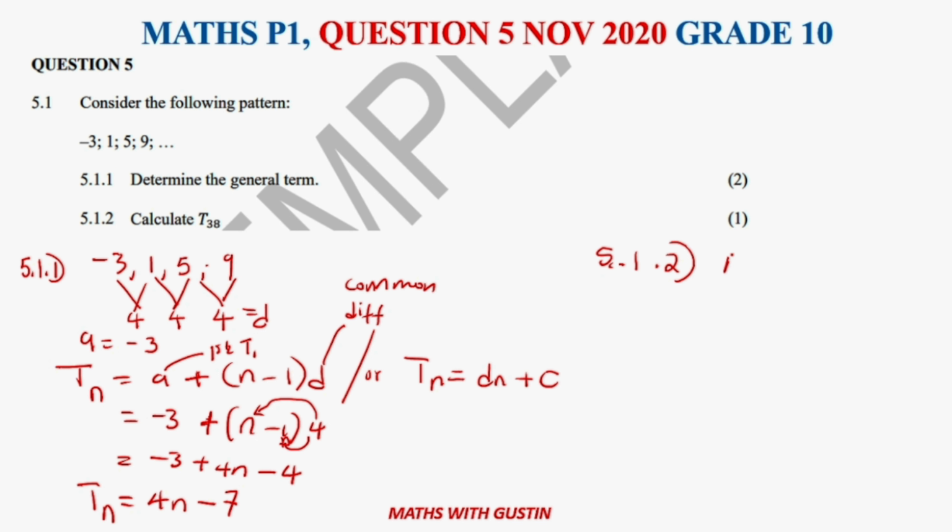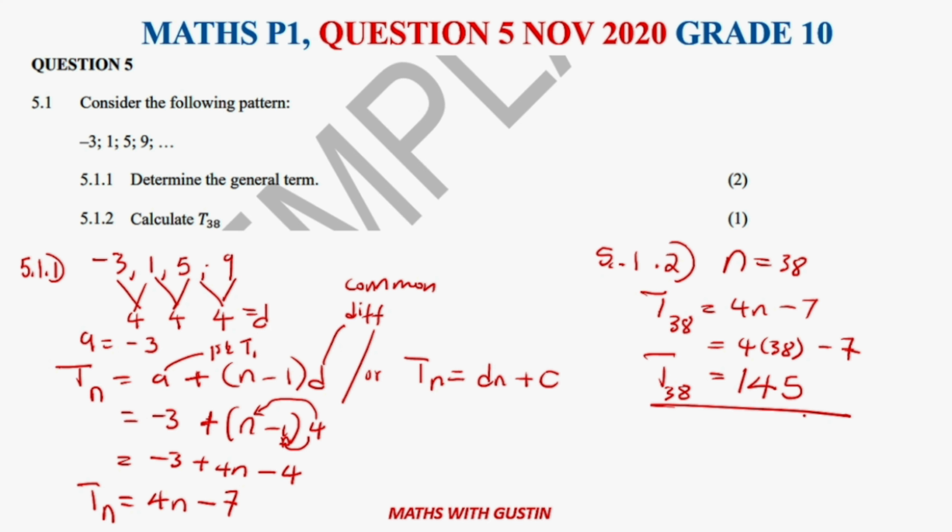Okay, so we're looking for n equals 38, which means we're looking for t38. We put 38 into our general formula. Therefore where there's n, we're going to put 38: 4 times 38 minus 7. We need to punch this into our calculator. It's giving me 145. Okay, and that's how you would deal with a question like this one, guys.